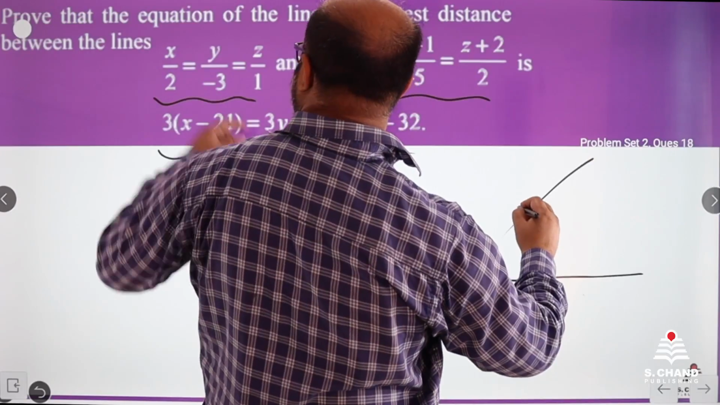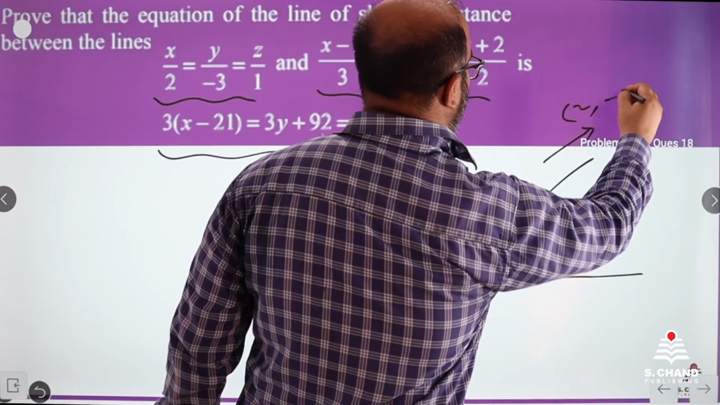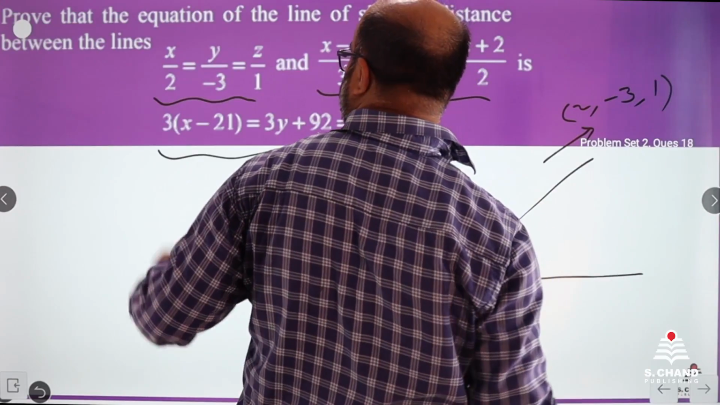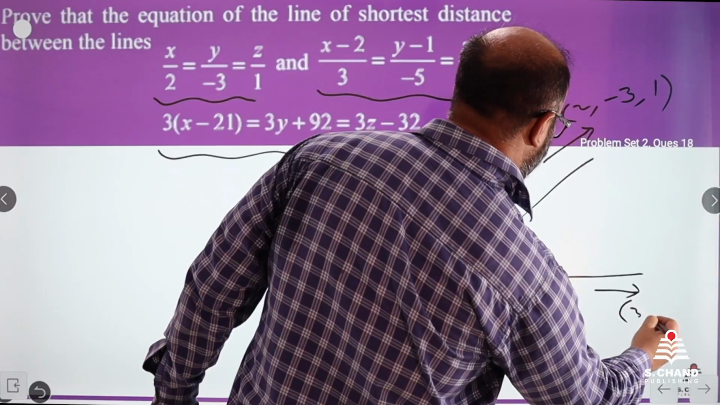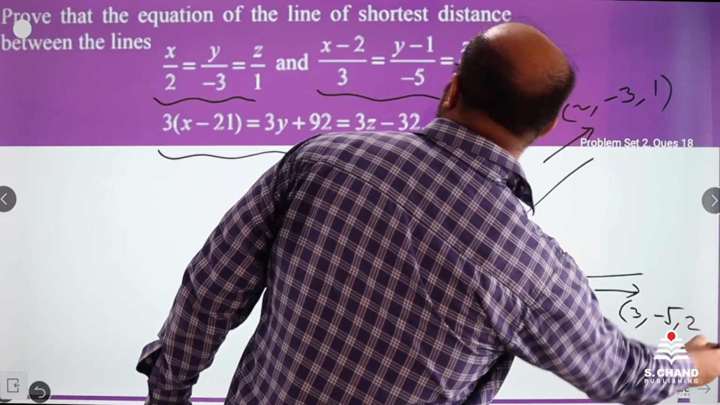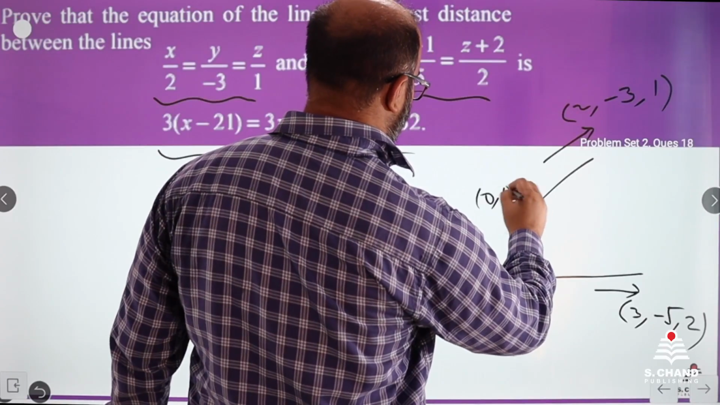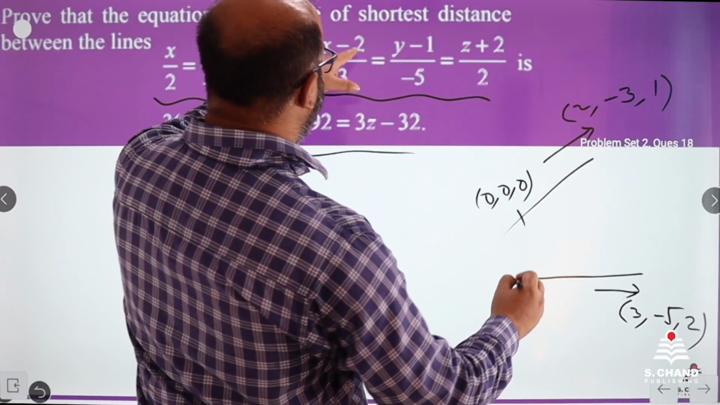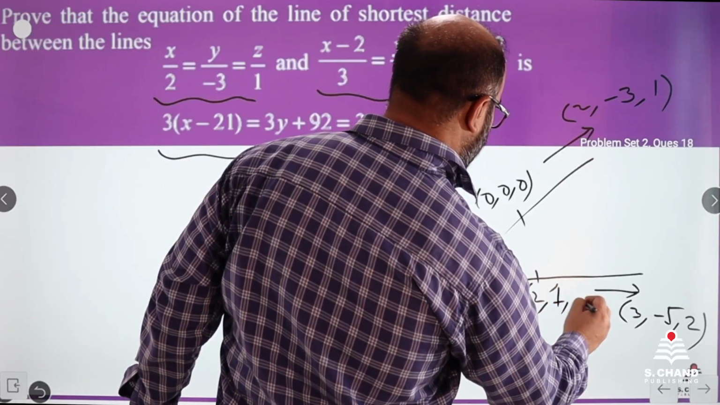The direction ratio of the first line is minus 3, 1. And the direction ratio of another line is 3, minus 5, minus 5 for the point 0, 0, 0 there. And the point here is 1, minus 3, like this.